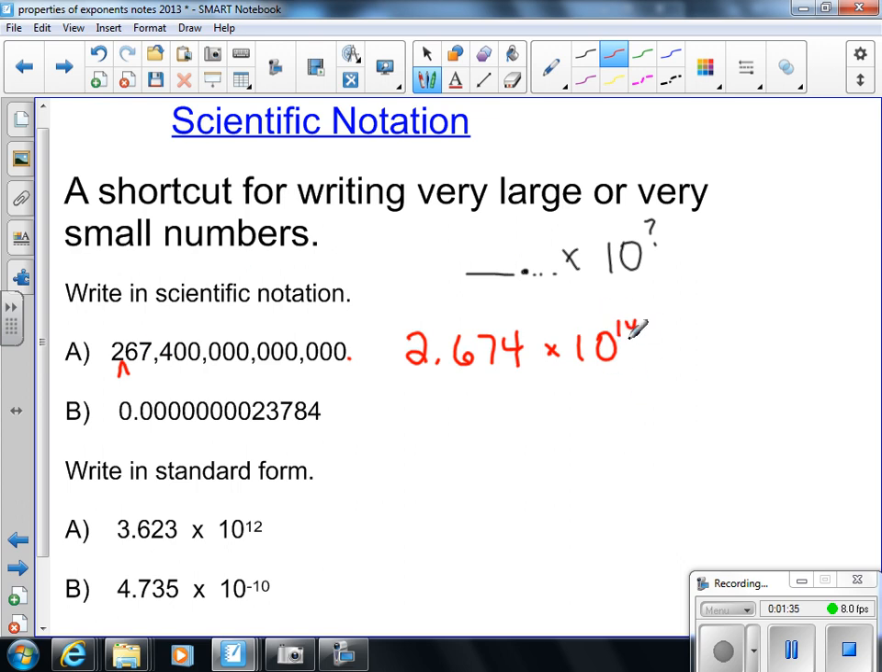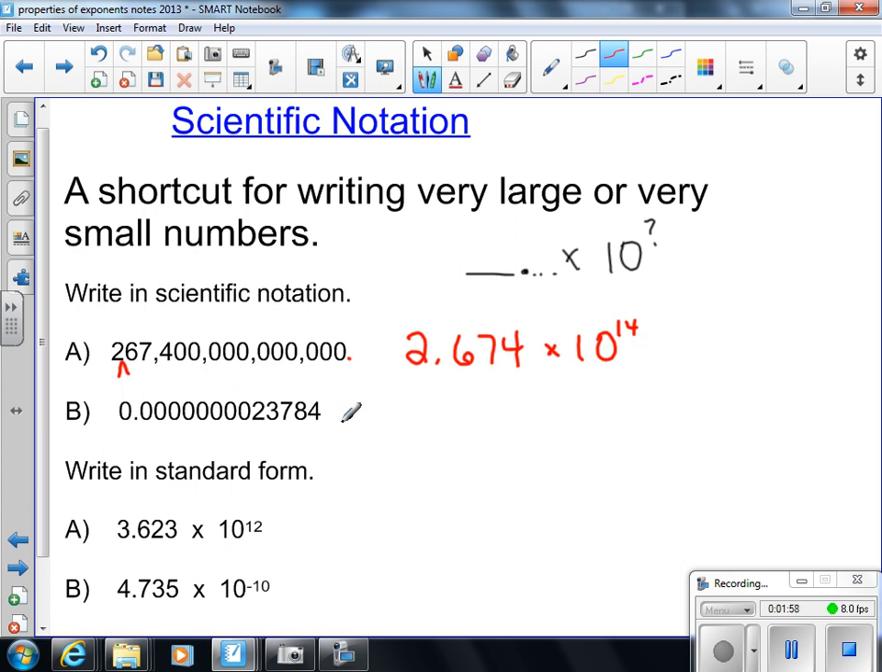Now make sure when you write your powers that you put this number very small up in the upper right-hand corner so that you don't think you're taking 10 times 14. This means I'm taking 10 times 10 times 10 times 10 times 10, 14 times. Okay, 10 times itself 14 times. So that's a very large number, and your power of 10 is going to be positive.